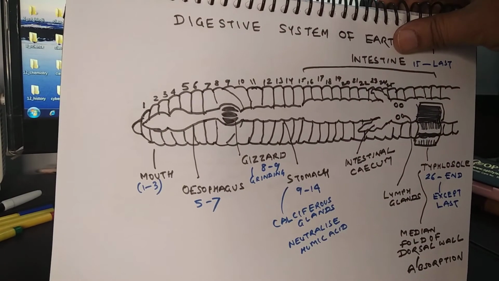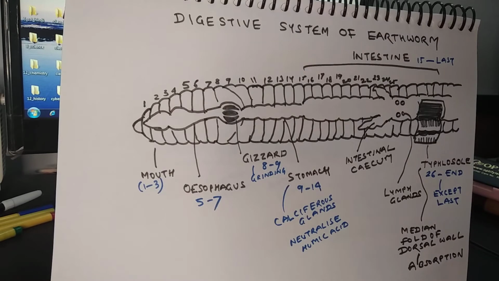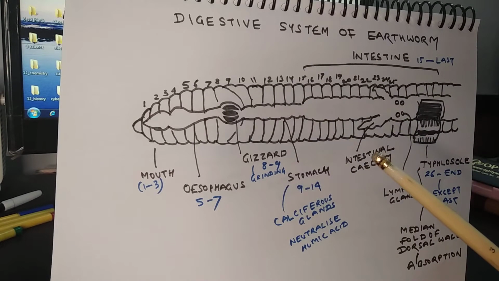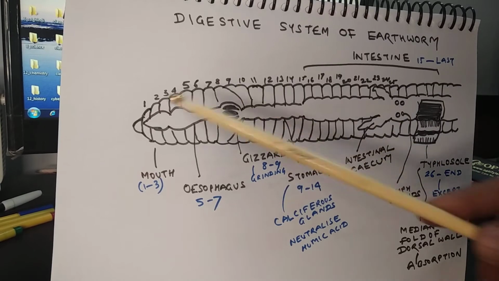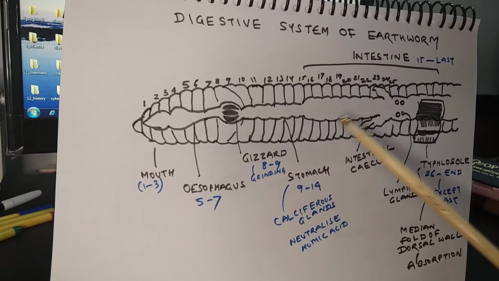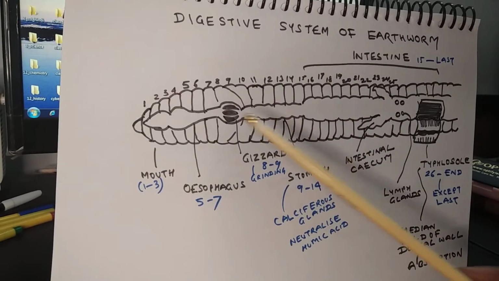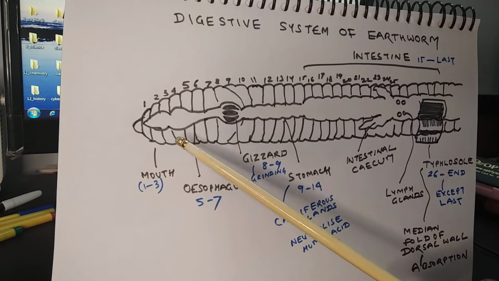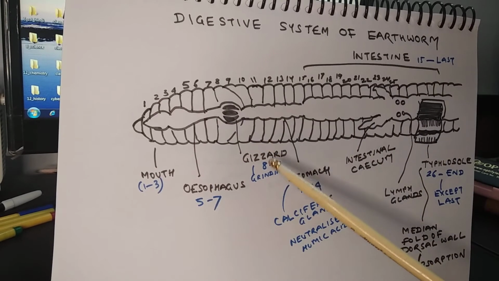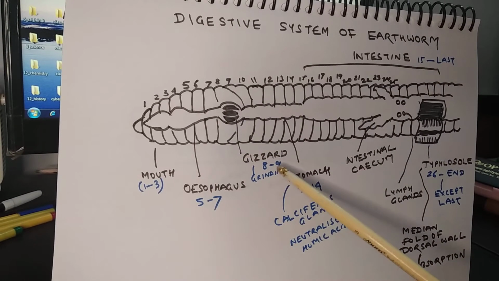Digestive system of earthworm. This figure shows the alimentary canal, and there are five parts of the alimentary canal: mouth, esophagus, gizzard, stomach and intestine. The mouth is between 1 and 3 segment, esophagus is from 5 to 6, 7th segment, and gizzard is in the 8th and 9th segment.